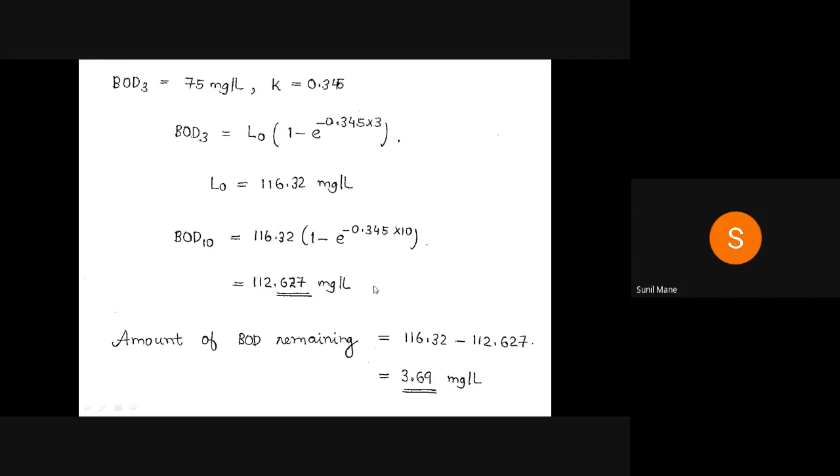So this one would be the maximum, and this is the part which is consumed after 10 days. That means the difference between these two is the amount which is remaining. So the amount of BOD remaining after 10 days is 116.32 minus this figure, which is equal to this. Whatever organic matter consumption has been carried out, what is remaining in that particular wastewater would be 3.69 after 10 days. That is the case.